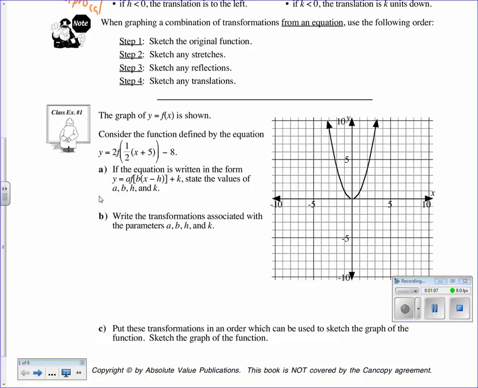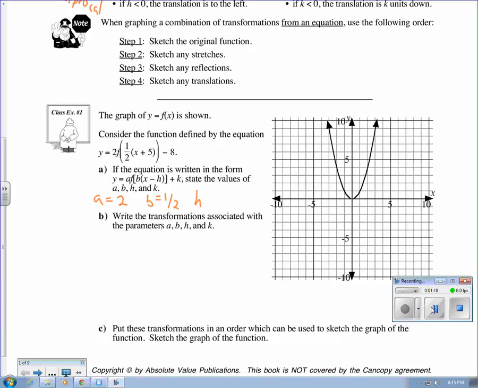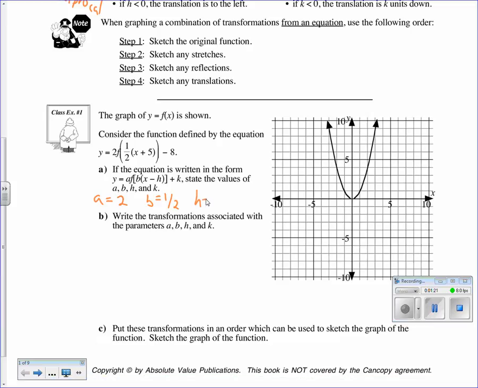So just one to practice, we'll look at class example 1. How does this work? I should be able to read off my A of 2, my B of 1/2, my H. How do I get my H value? Remember, the H is opposite. My H value is actually -5. And what about my K value? My K value is -8.